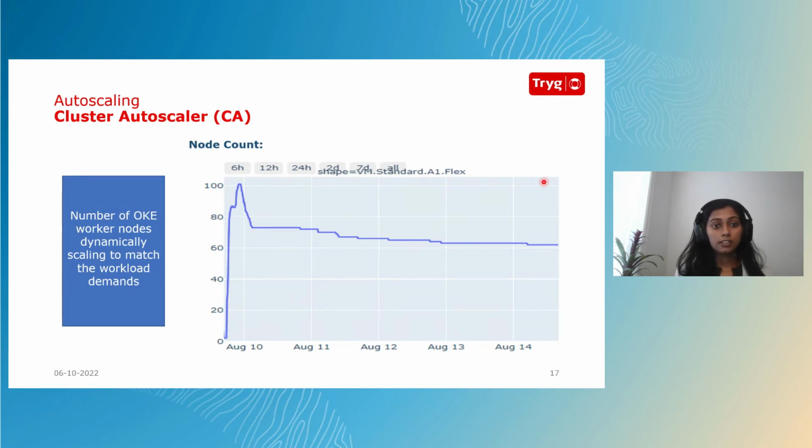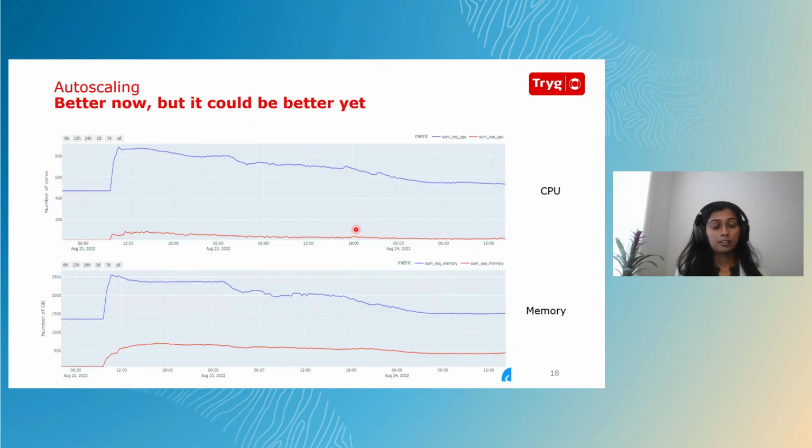So are we saving money here after this horizontal pod autoscaler together with cluster autoscaler? Yes, we are, because we are varying the number of nodes, which would mean we are reducing the number of CPUs and the memory that we are consuming, and hence we save money. But is this enough? Our graphs say otherwise.